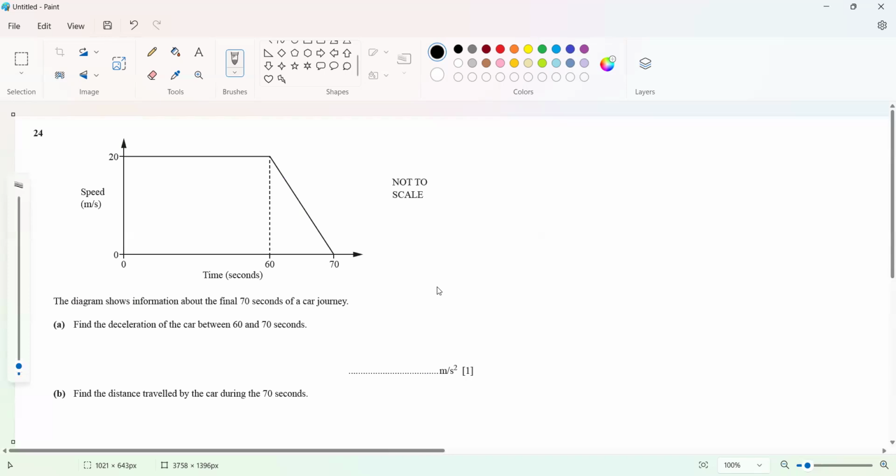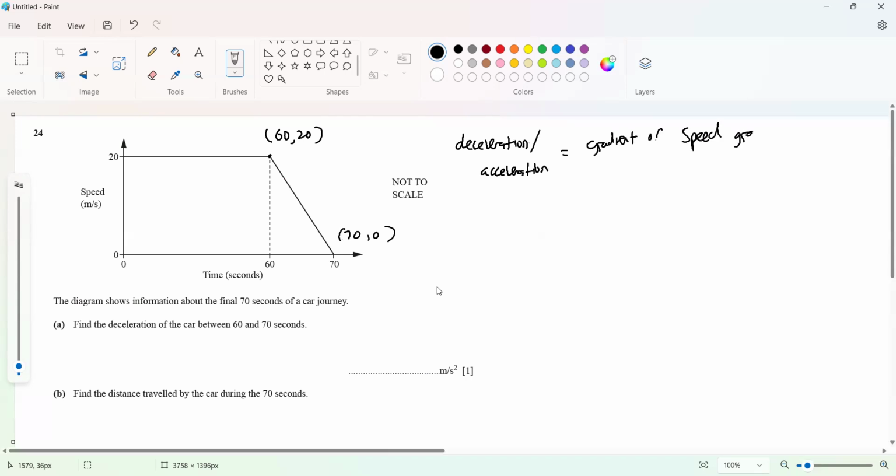Find the deceleration of the car from 60 to 70. So we have coordinates to play with here. So this is 60, 20, and this is 70, 0. Why I want the coordinates is because deceleration or acceleration serves as the gradient of the speed time graph. So since I know that it is the gradient of the speed time graph, A equals 20 minus 0 over 60 minus 70. So that is 20 over negative 10. So it's negative 2 meters per second.